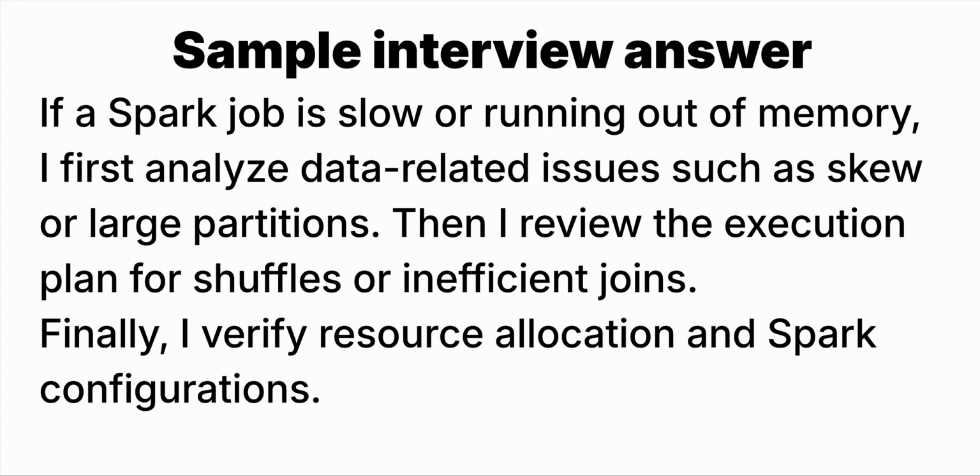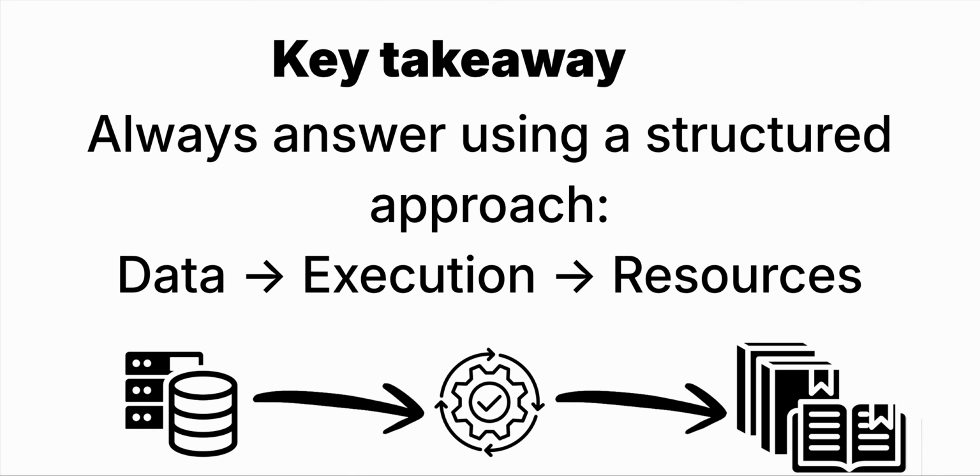Then you will review the execution plan for shuffles or inefficient joins. And finally, you might verify the resource and the configuration settings. But just directly jumping into increasing memory might not be a great answer for this question. So, clearly structure the answer in your head by these three statements: data, execution, and resources. Once you clarify that in your mind, you will also be able to relate them with proper examples.